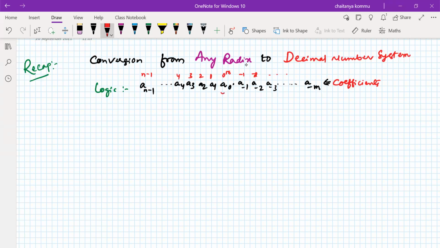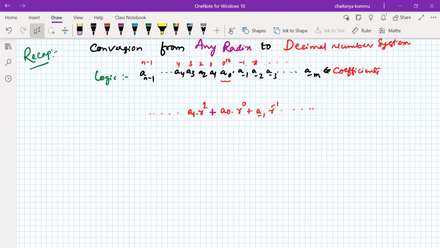What is the weight of this coefficient? A0 is multiplied by the radix R to the power of 0, so for this coefficient we give the weight according to its position, the 0th position. Similarly, we add the other coefficients with their weights, R to the power of 1. R stands for the base, the radix, so it is valid for all cases. Then A(-1) gets R to the power of minus 1, and so on. When you do this, whatever coefficients we have been given will be converted into the decimal number system. That is the logic here.